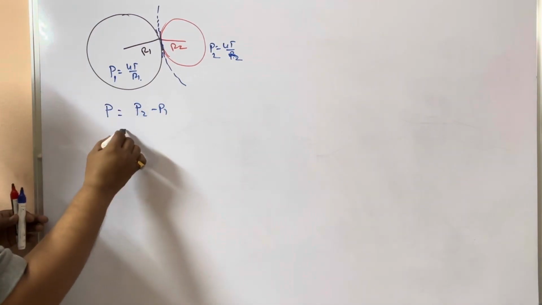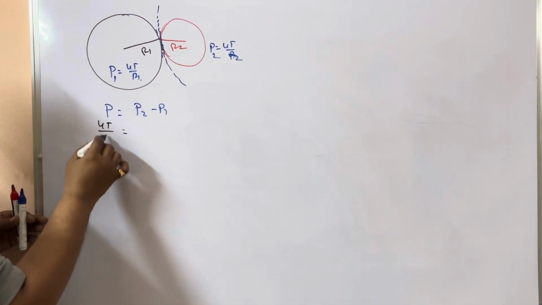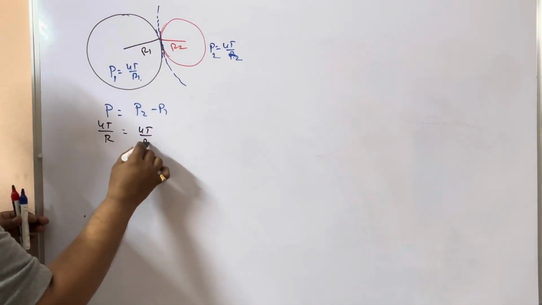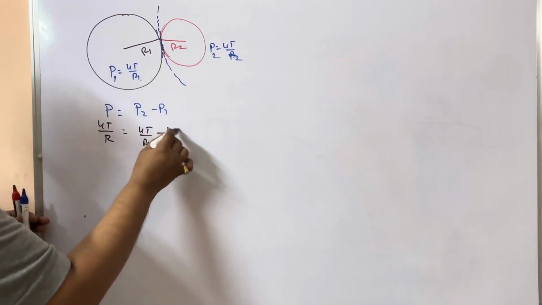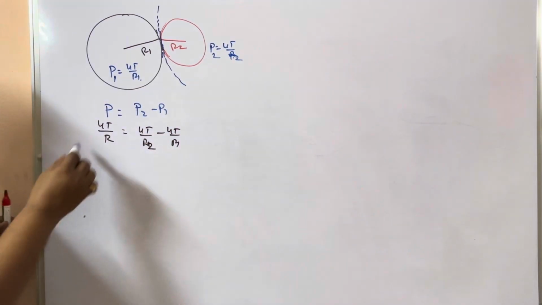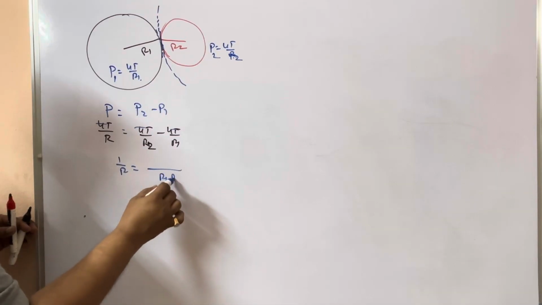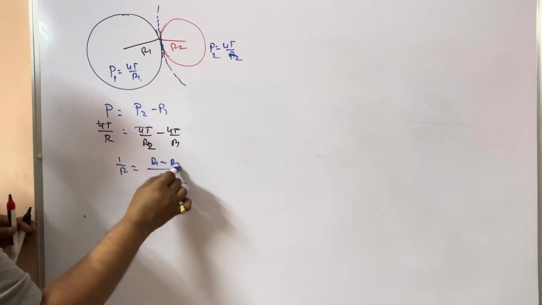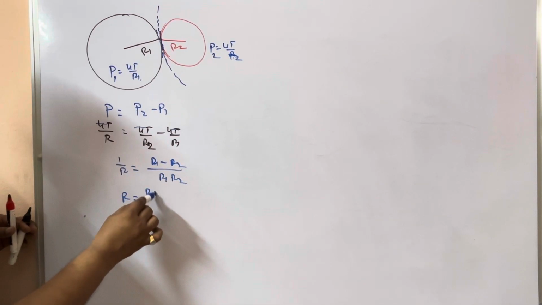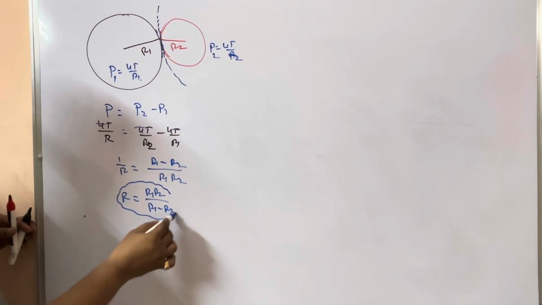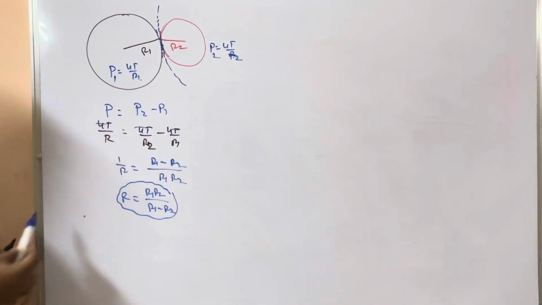So the radius of the new interface, we are taking it as R. Here 4T by R2 minus 4T by R1. The 4T cancels, so 1 by R is equal to (R1 minus R2) by R1 R2. So R is equal to R1 R2 by R1 minus R2. So the radius of this interface is going to be this much.